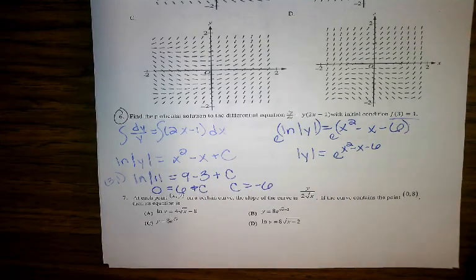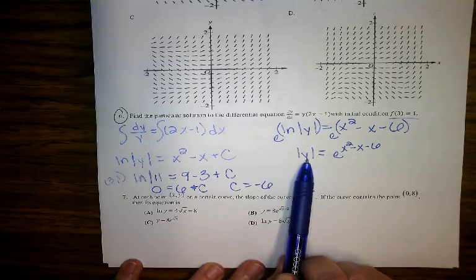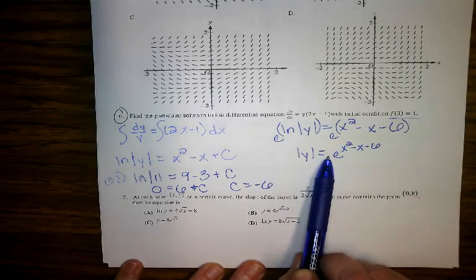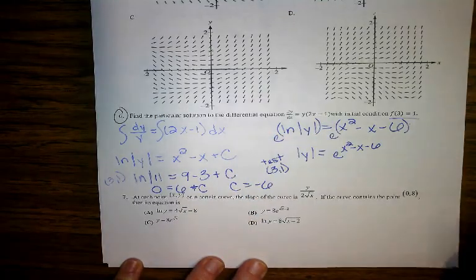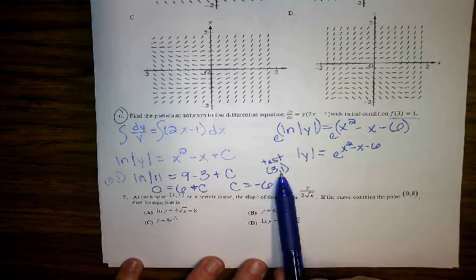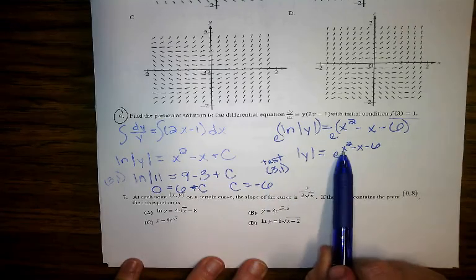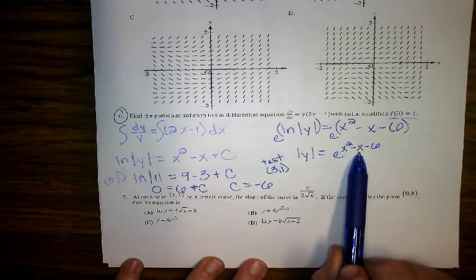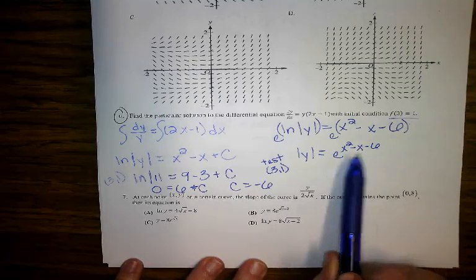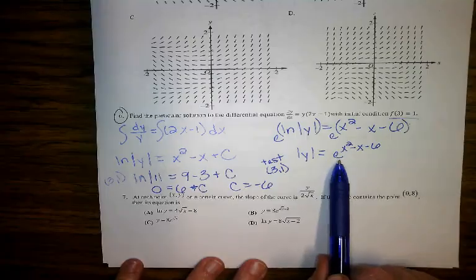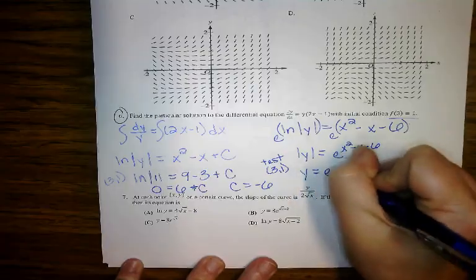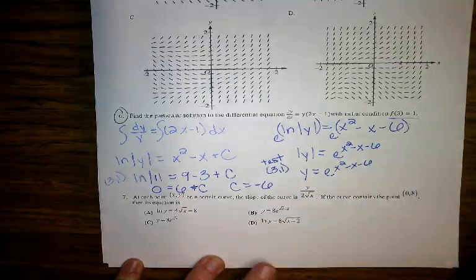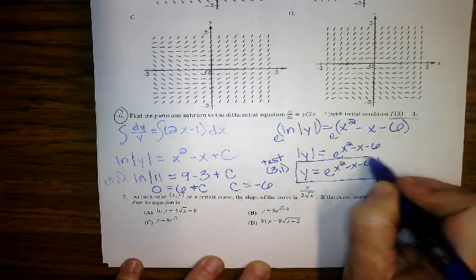My final step, these absolute value bars mean that this could be plus or minus here. To figure out if it's going to be plus or minus, just like we did on the last problem, I need to test my initial value again. I need to test 3, 1 to see if I need the positive or negative. So if I plug in 3 right here, 3 squared is 9, minus 3 is 6, minus 6 is 0. So I have e to the 0 here is 1, which will equal positive 1. So that means I do not need the negative. That will just be my final equation with y isolated.